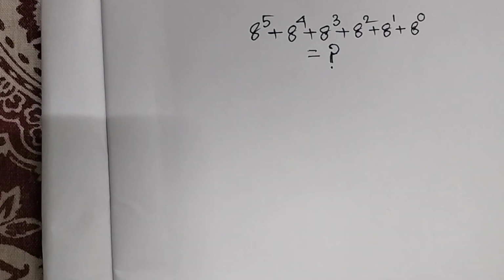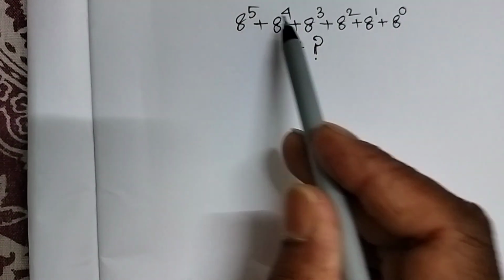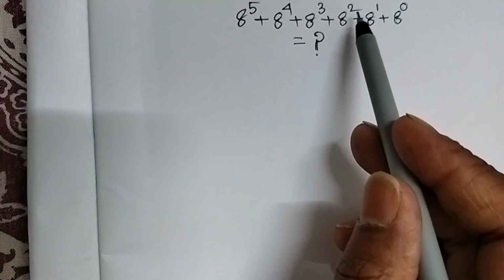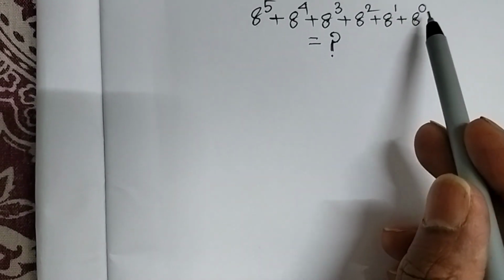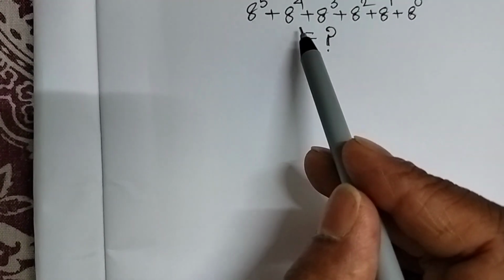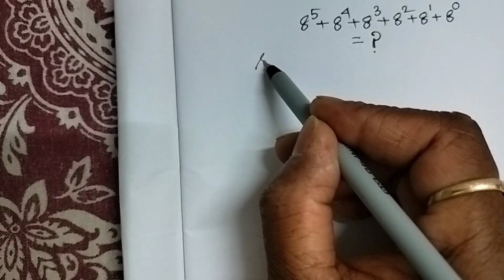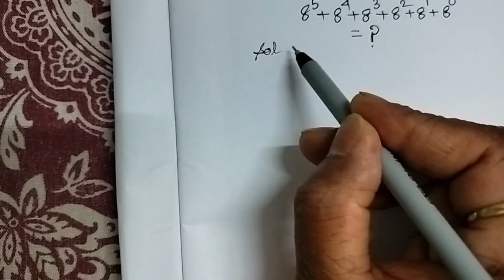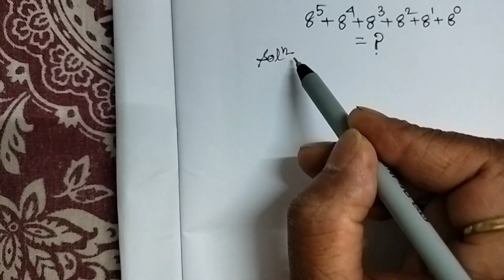We have given 8 power 5 plus 8 power 4 plus 8 power 3 plus 8 power 2 plus 8 power 1 plus 8 power 0 is equal to what? Let's see the solution.